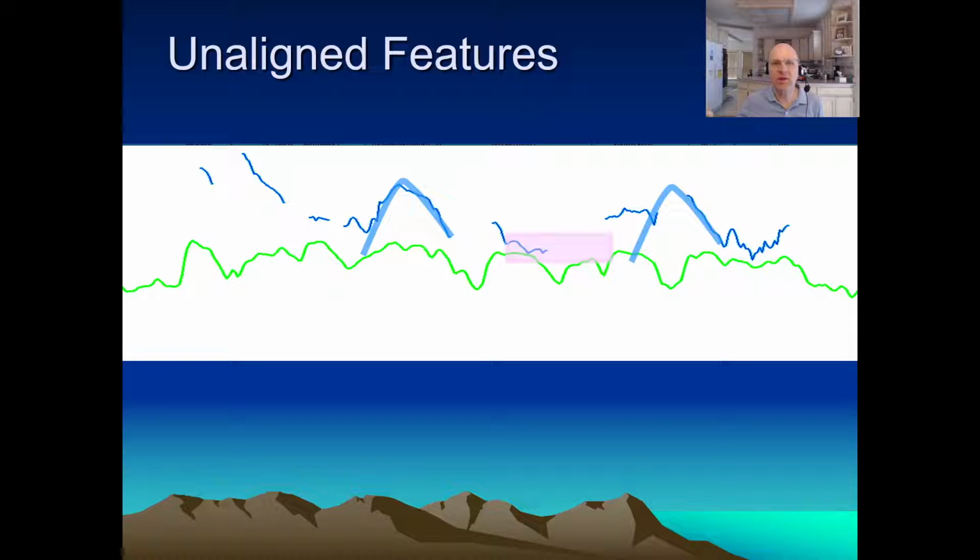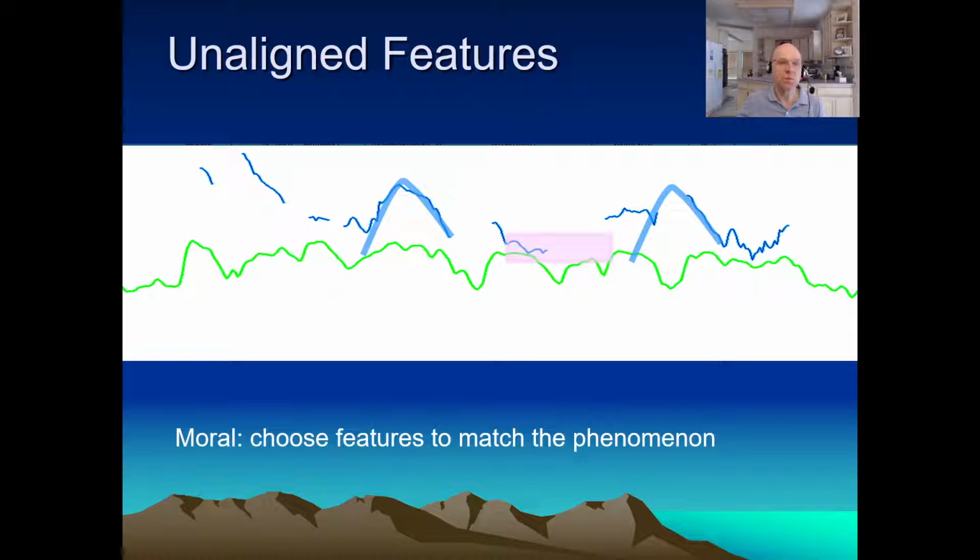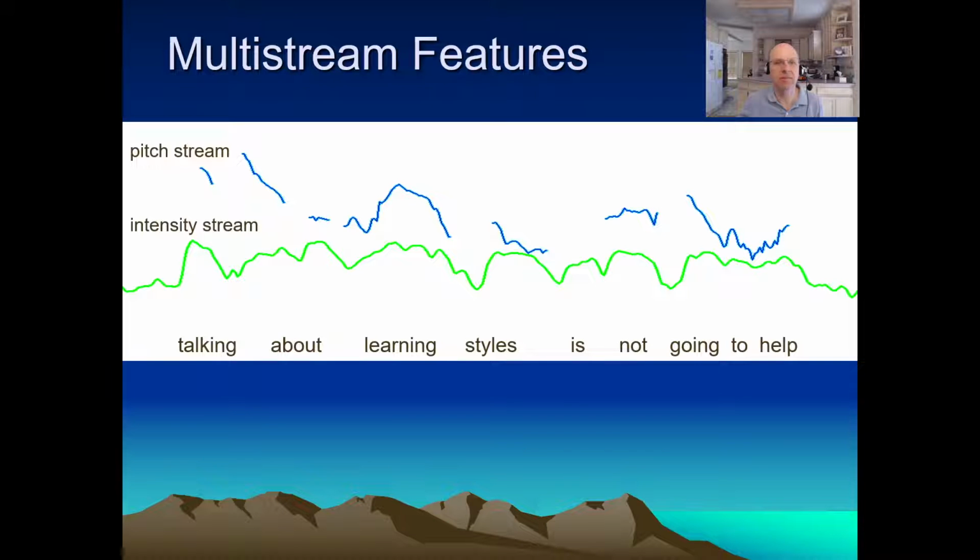So choice of alignment, if any, is a big choice we have for many features. We need to choose features to match the phenomenon. This is always true. Further, some features are intrinsically about the relations between different streams. So here we see two different streams, the pitch stream in blue, F0, and the intensity stream in green. Some features relate to both.